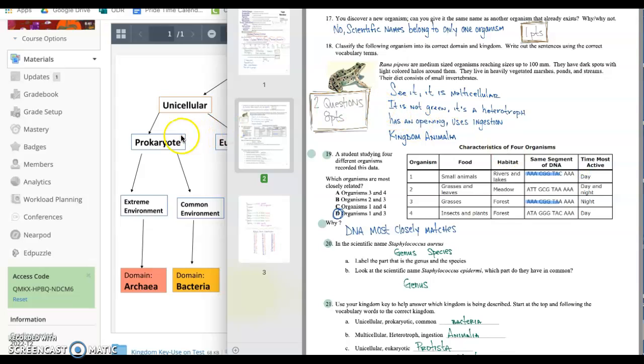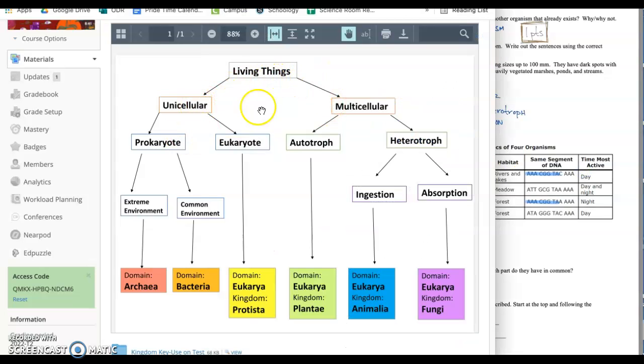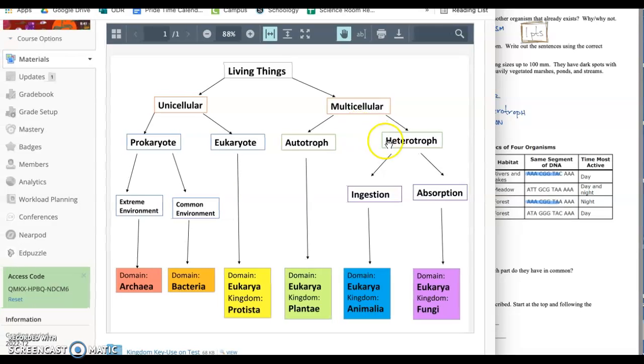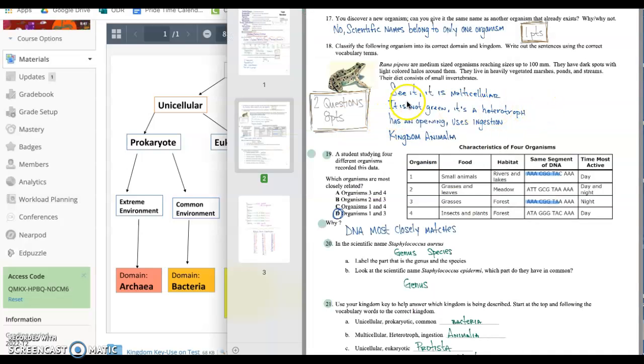And so we start with, can I see it or not under a microscope? Well, a frog, I can see that under a microscope. So that's why I'm going to write, I can see it, so it's multicellular. Then, now that I'm over here on multicellular, I look, okay, does it make its own food, or does it eat or ingest food? Well, a frog has an opening, has a mouth, so we know that it is green, but it's not green in the way that we're referring to.